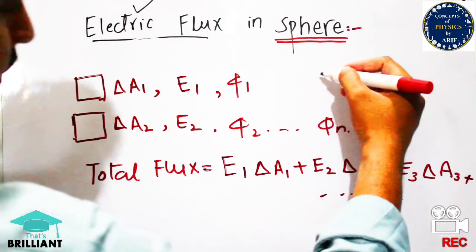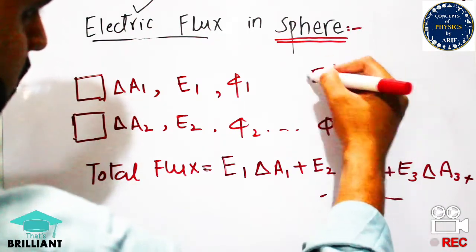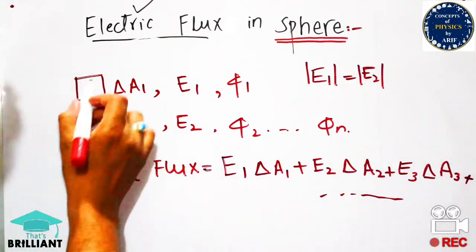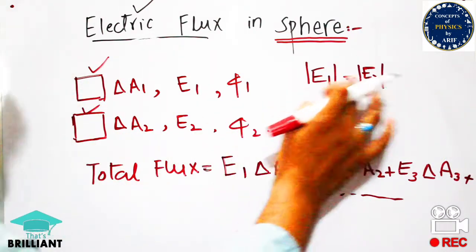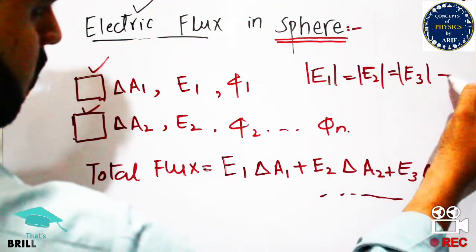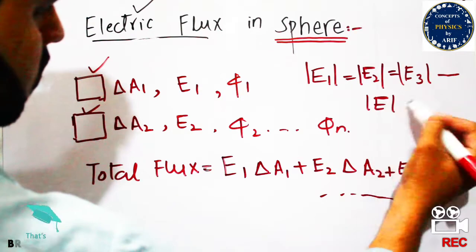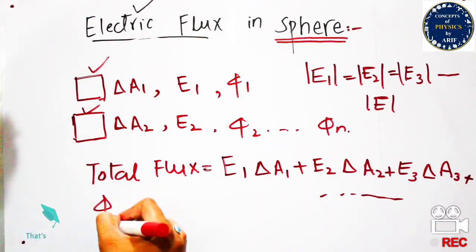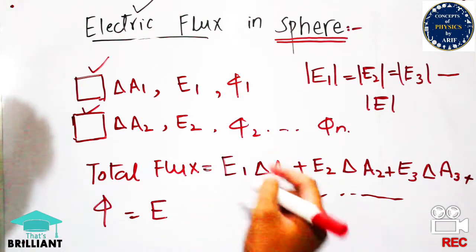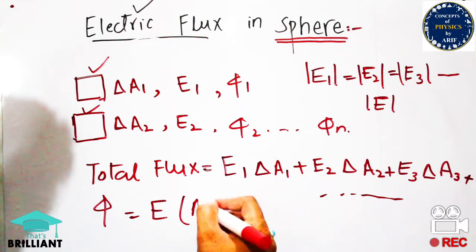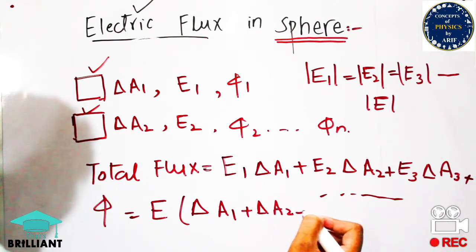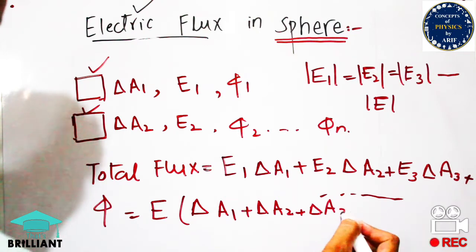First of all, we have seen that the area of every region is similar, so the electric field lines passing through every region will be similar, so the magnitude of the electric field will be the same, which will be considered as E. So if we put the value of E in every case and find out the total flux, it will be easy to calculate. The total flux phi is equal to E for every case, and if we take E common, the final value will be (delta A1 plus delta A2 plus delta A3) into E.